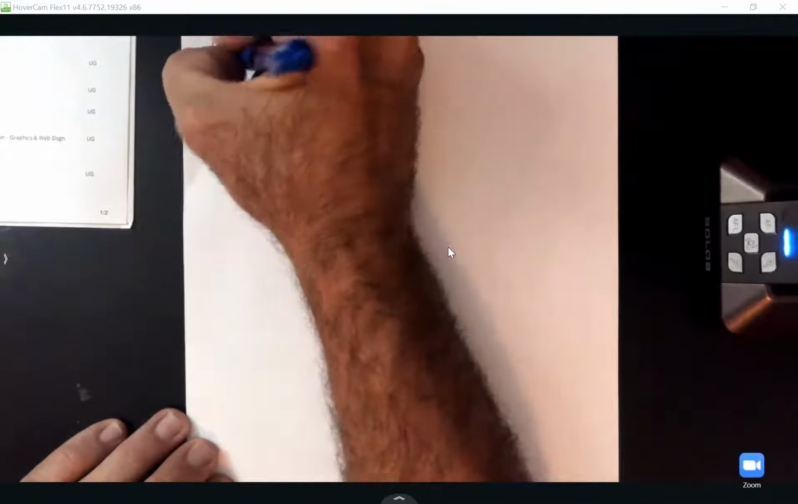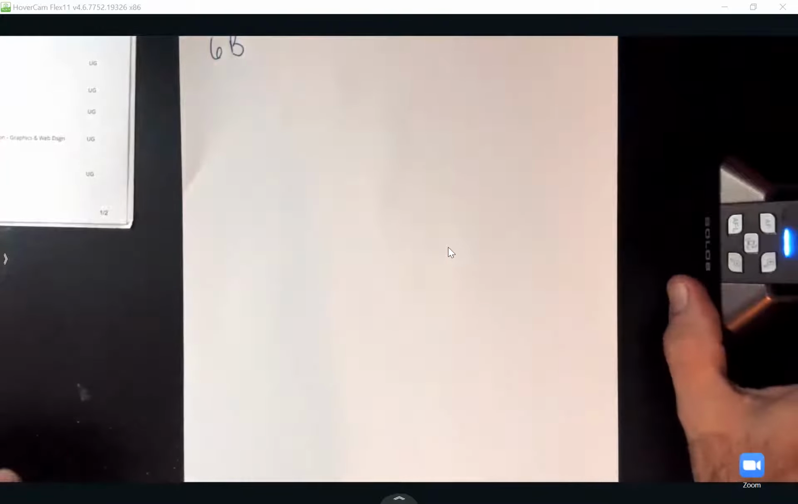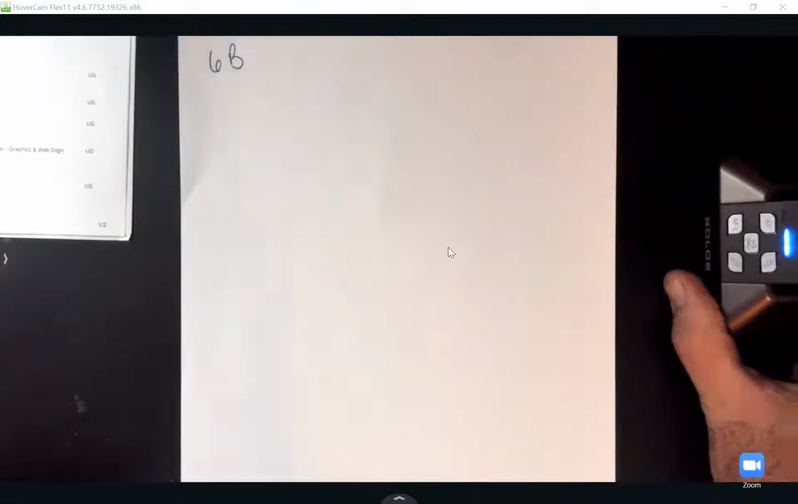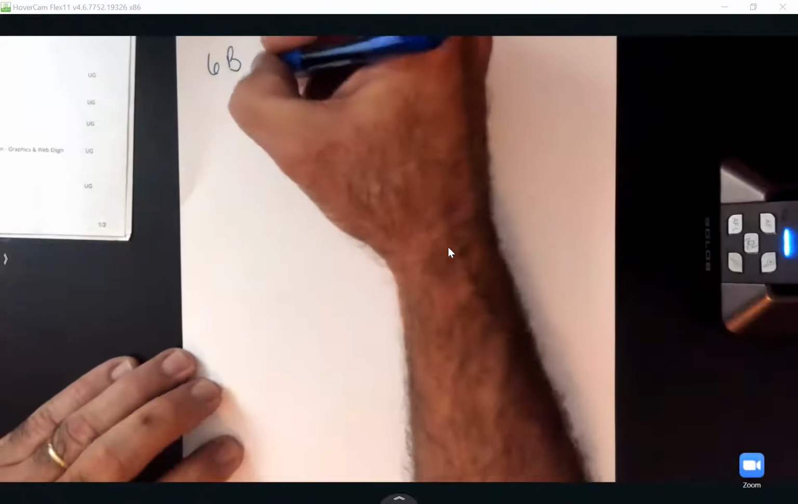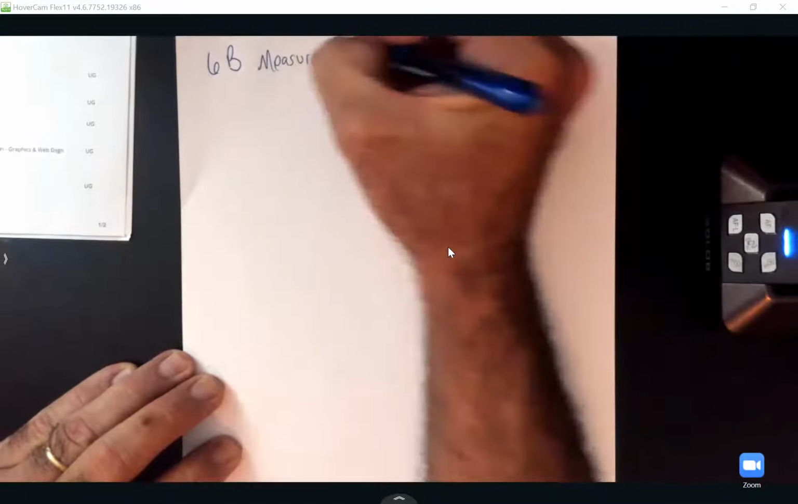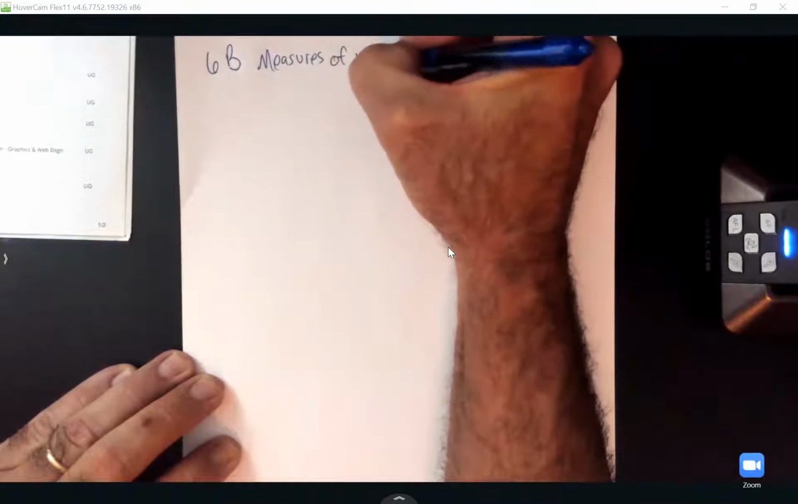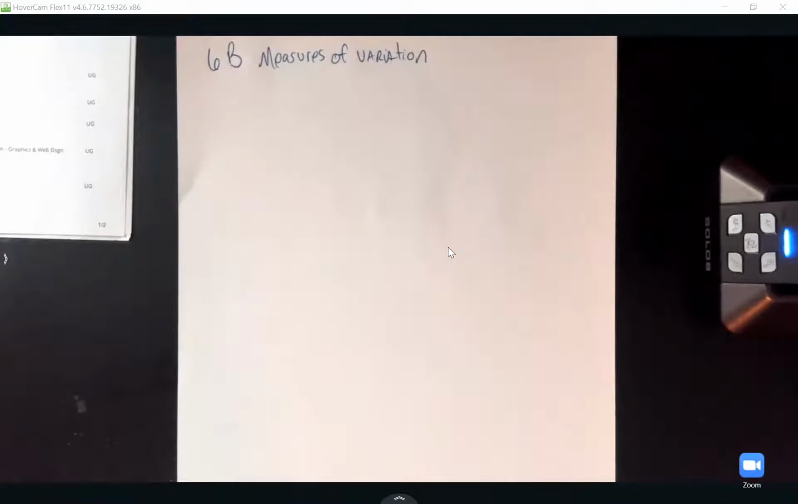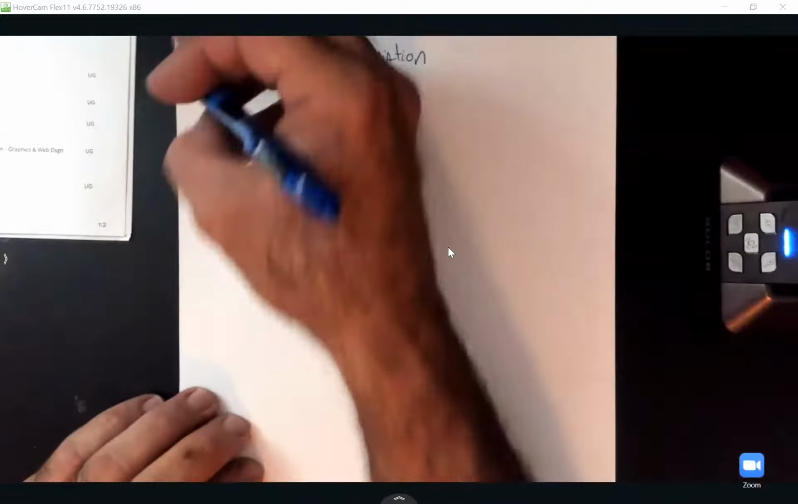All right, y'all, so we're looking at 6B tonight. And 6B deals with measures of variation. So let me move this camera up just a little bit there. Like I said, this is measures of variation. Okay, so the first thing we're going to look at is the range.